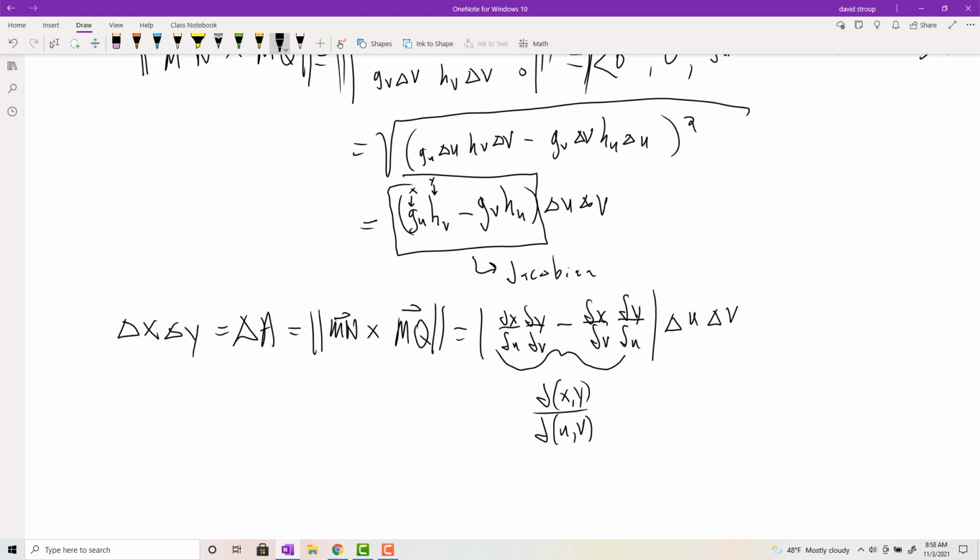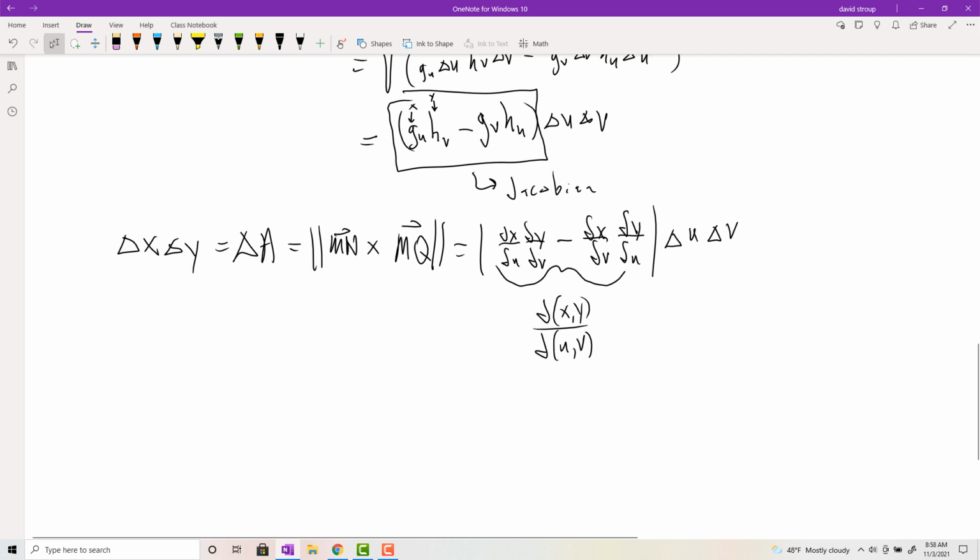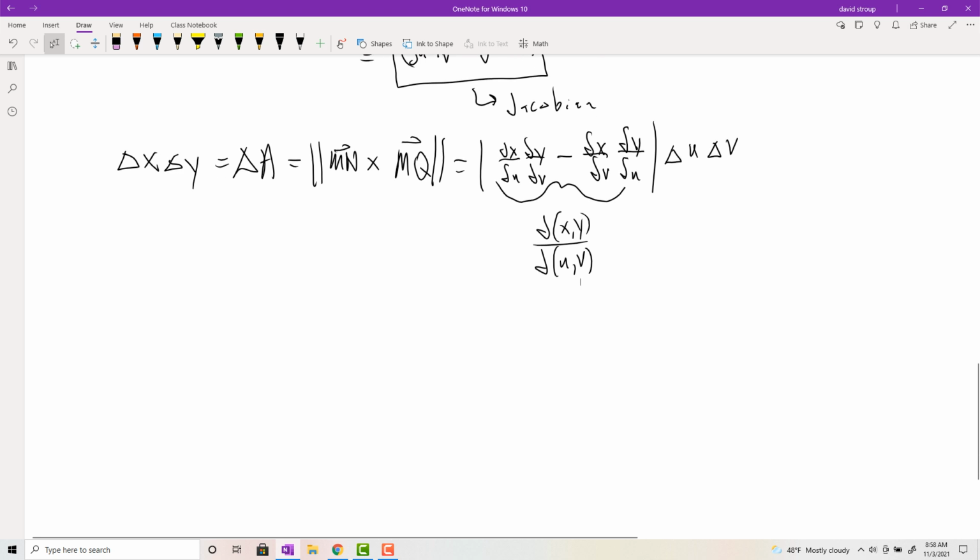Okay. All right, so that's kind of it. The rest of it is just a lot of computations and going back and forth between these g and h functions and the u and v functions and the x and y functions or whatever.